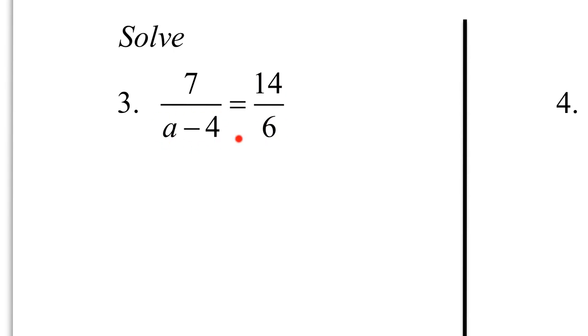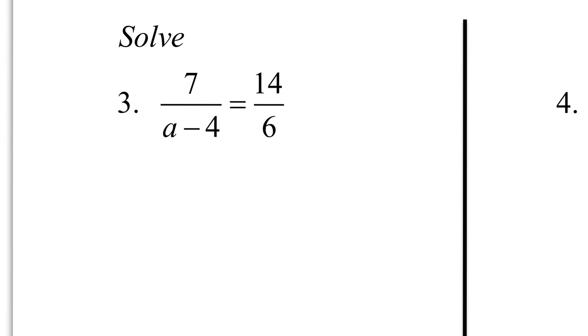So on this denominator, we actually have what is called a binomial. You guys have two terms, a minus 4. One term, two terms. So bi means 2. So that's why it's called a binomial. So the idea is the same. You guys are going to cross multiply and then you solve for the variable.